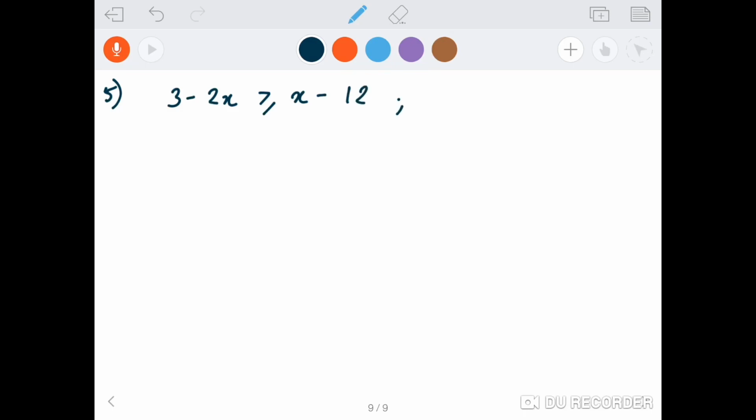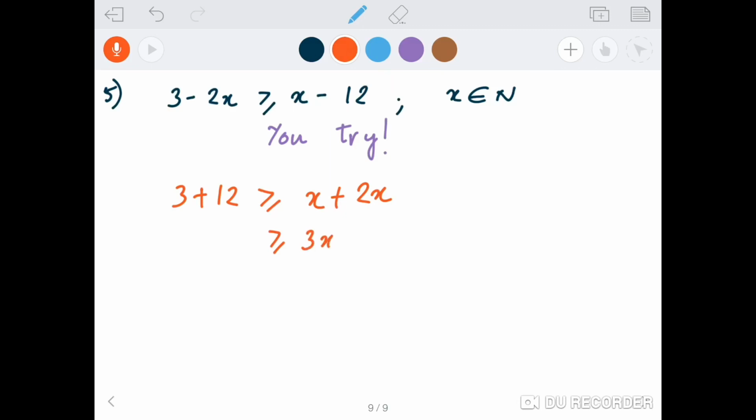So this is 3 minus 2x is greater than or equal to x minus 12, and he's told us that x belongs to natural numbers. So I want you to completely try this on your own. Please pause this video at this time and finish the problem. Remember, x belongs to natural numbers which starts with 1. So I'm solving this for you if you haven't done this already. I have 3 plus 12 is greater than or equal to x plus 2x.